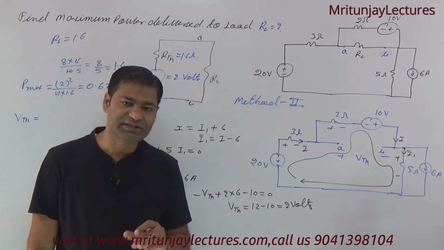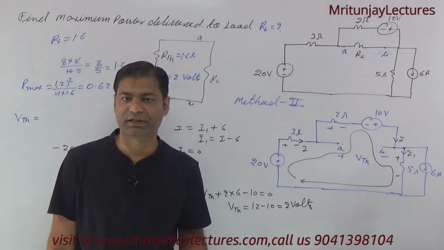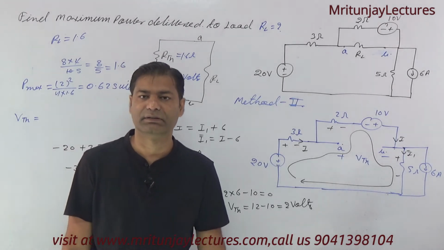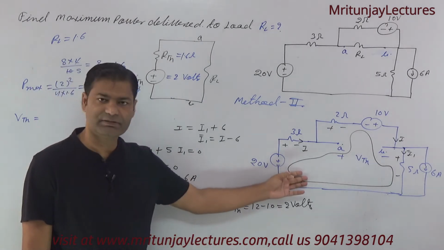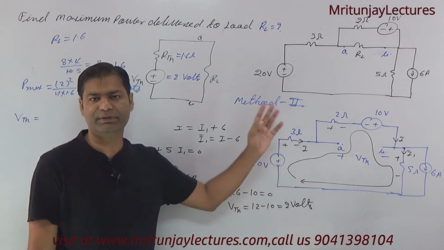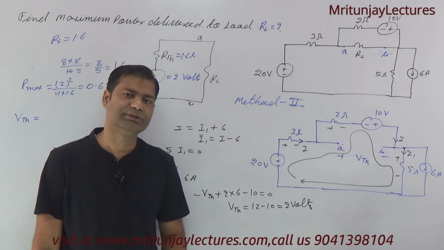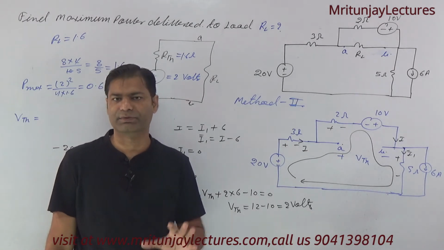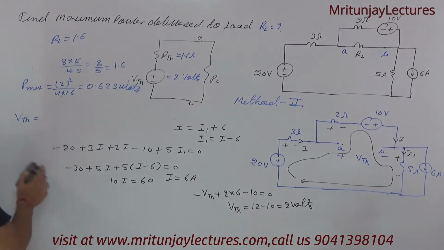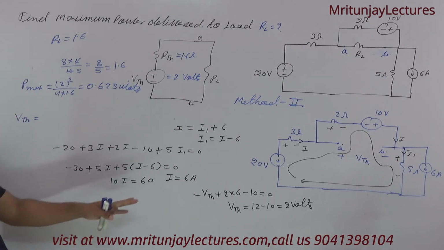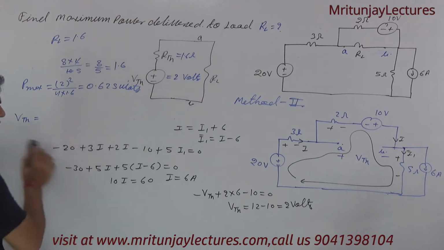Sometimes the conventional method is easy, but most of the time the conventional method is hard. Okay, it depends upon the circuit also. Now this is very easy as compared to source transformation. So it depends upon the circuit which method you use. Okay. So first of all, this is clear. VTH is equal to 2 volt.